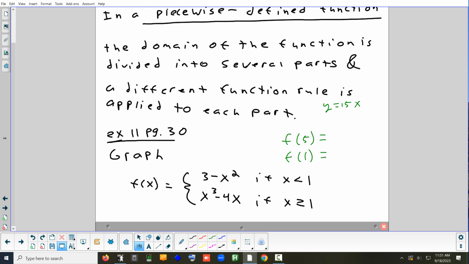And you can have more than 2. You could have 3 or 4 of them. But you can't have any overlap. You can't have a choice like, oh, if you gave me the number 3, I could plug it into this one or this one. No. Every number has to have exactly one spot to go with the kind of piecewise functions we're doing. Otherwise, it wouldn't be a function.